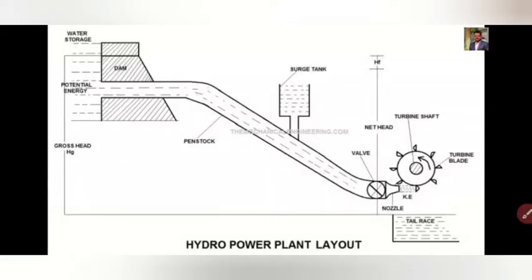Hi viewers, today we are going to discuss all about the working of the power plant. Basically, this video will go through the discussion about its construction, working, advantages, disadvantages and also site selection of this power plant.